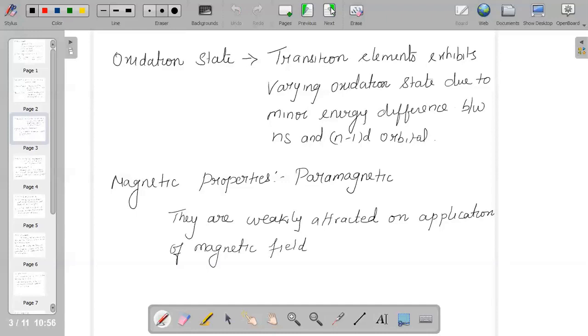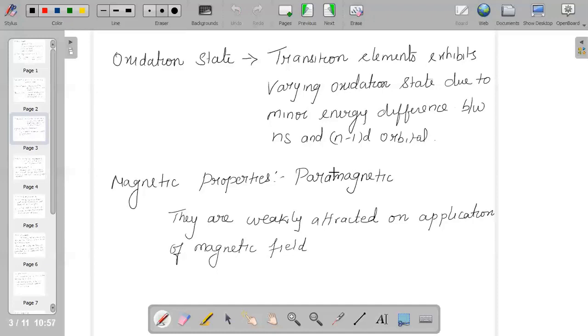So along with the ns electrons, (n-1)d electrons will take part in bonding. But because of the availability of few electrons for bonding, scandium is an exception: it does not show variable oxidation state. And because of the presence of more d electrons, zinc has fewer orbitals available for bonding, and hence that also does not exhibit varying oxidation state.